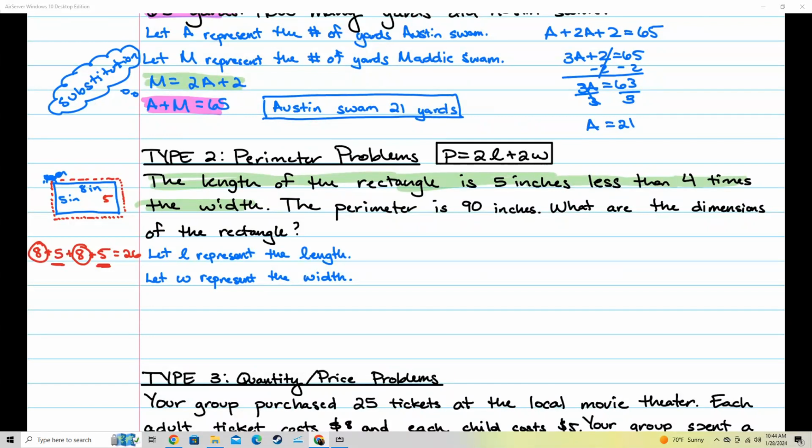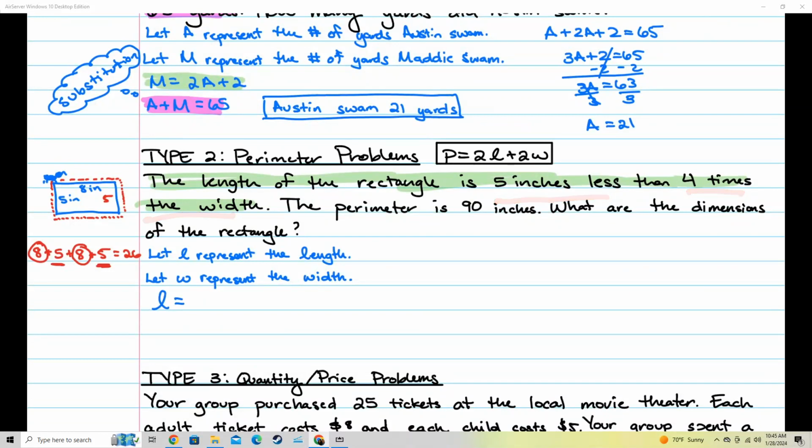So they said the length is a translation for the word equals. So they're telling you the length equals. Let me go ahead and start with that statement. The length equals. What did they tell me about that length? Well, they told me that it equals 5 inches less than 4 times the width.